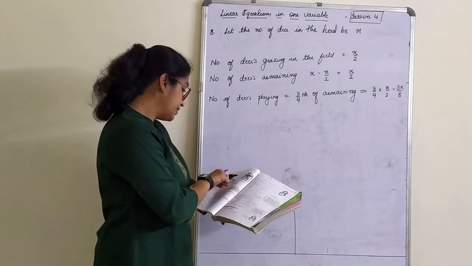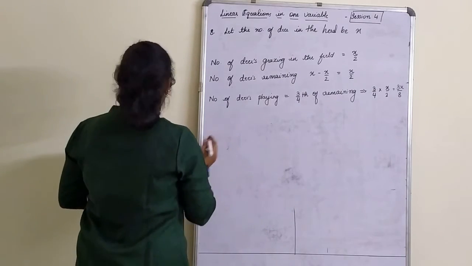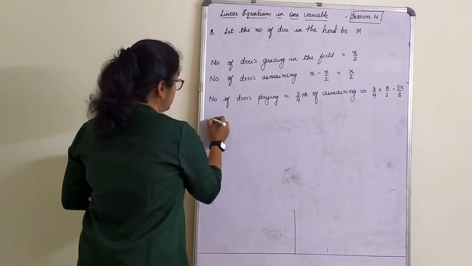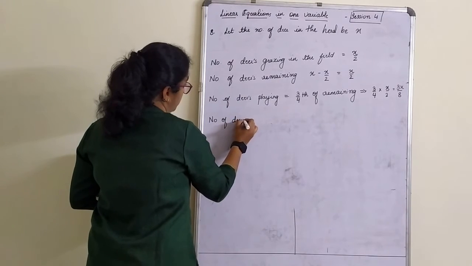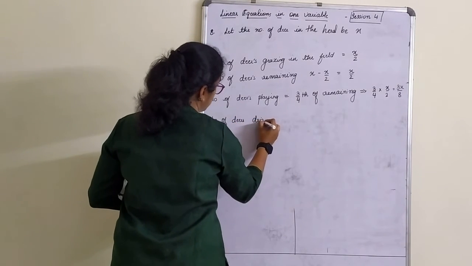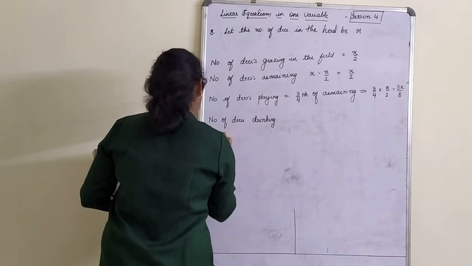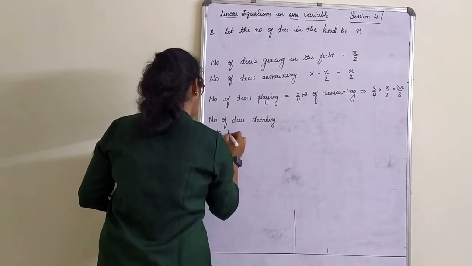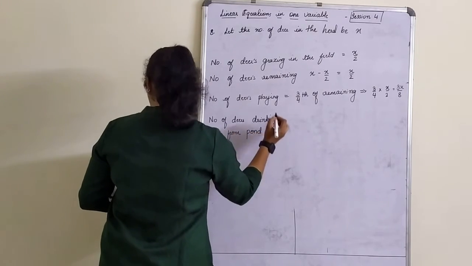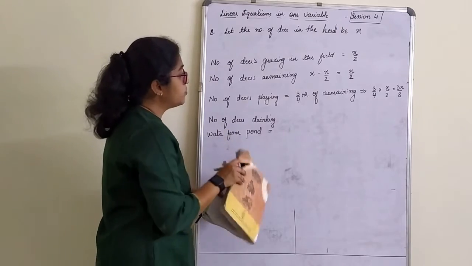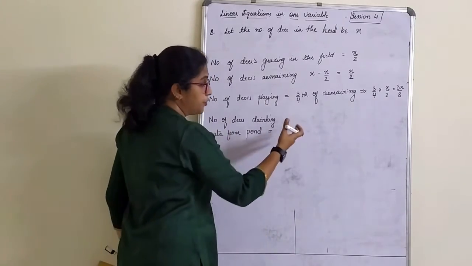Read the next part. What have they asked? The rest 9 are drinking water from the pond. So we can say now number of deer drinking water from pond is equal to. Okay, how to find this one now? Number of deer drinking water from the pond, we don't know that number.